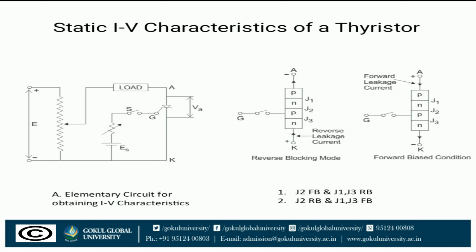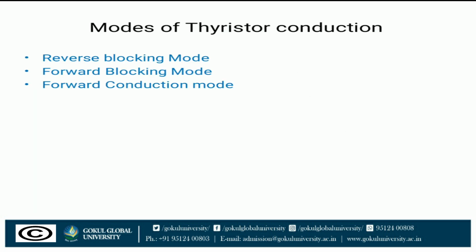If we consider the forward bias condition, let us make the anode positive with respect to the cathode and consider the gate circuit open. Then junction J1 and junction J3 will be in forward bias and junction J2 in reverse bias. We will go into this later on. There are three modes: reverse blocking mode, forward blocking mode and forward conduction mode. We will see all modes one by one.